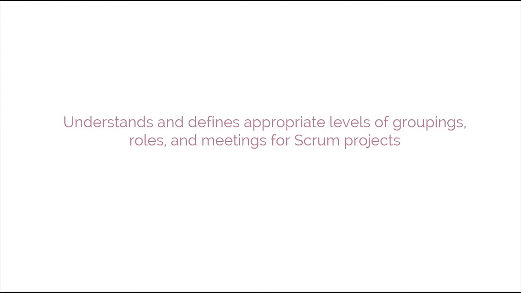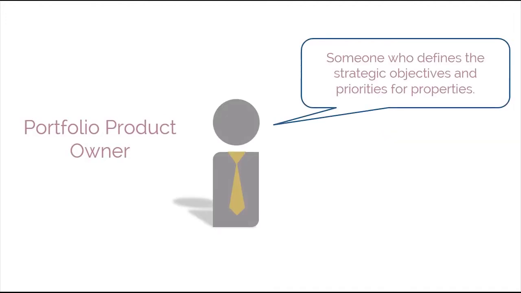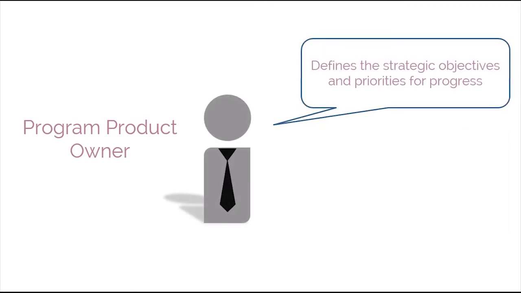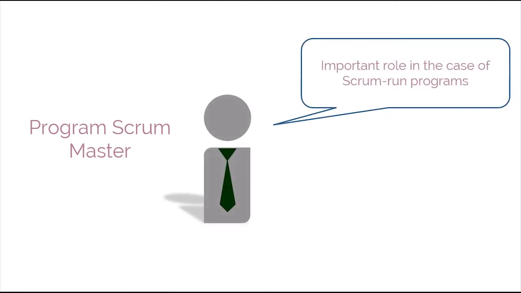Similar to a project, in portfolios, one of the important roles for managing Scrum is that of a portfolio product owner. He's someone who defines the strategic objectives and priorities for portfolios. The portfolio Scrum Master is the next role. He or she solves problems, removes impediments, and facilitates and conducts meetings for the portfolio. Furthermore, in programs, to manage Scrum, there is an important role called Program Product Owner. He or she defines the strategic objectives and priorities for programs. Program Scrum Master is the next important role in the case of Scrum-run programs.